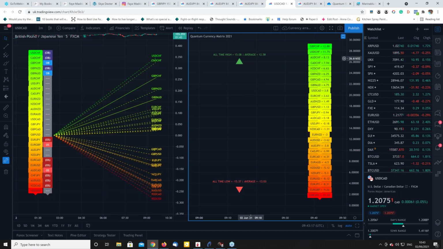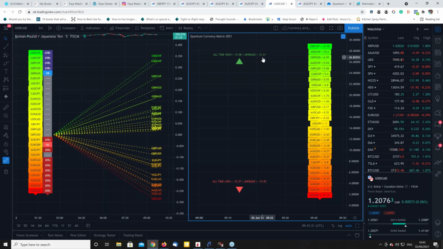But what this tells you, it gives you a sense of when the currency pair is reaching an overbought or oversold state, if you like, in terms of the currency matrix, which is very close to the market. I've got this on 2 minutes at the moment. But you can see there the average is 12.3. So we're around about at the average, and the all-time high is at 15. And this is over a certain number of bars, which you can obviously change as well.